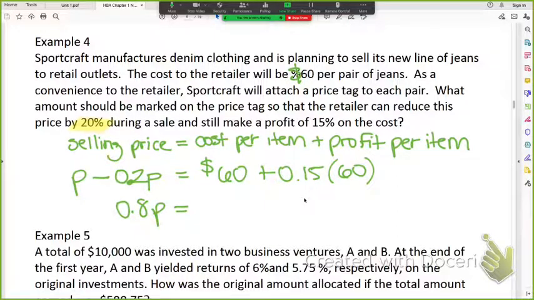All right. If you do some math on the right-hand side, 60 plus 0.15 times 60 gives you 69. And if you divide both sides by 0.8, you get that the price should be $86.25. So that's the markup that they are taking on that so that you get 15% profit on the 60 and you can mark it down 20% and still make that 15%.